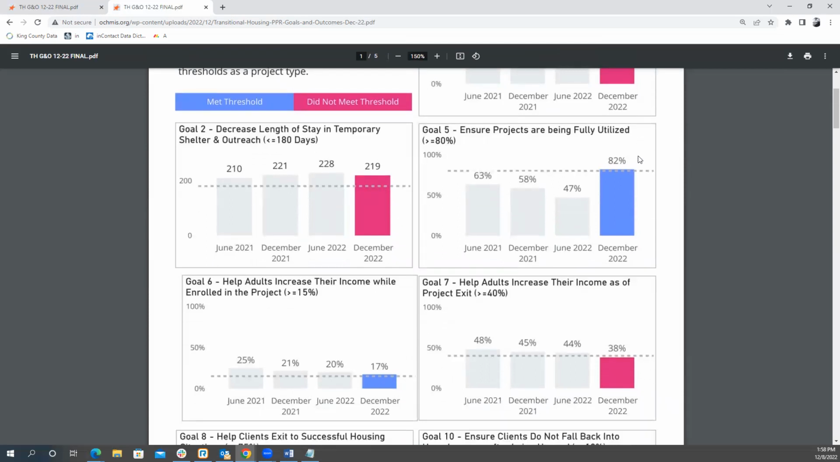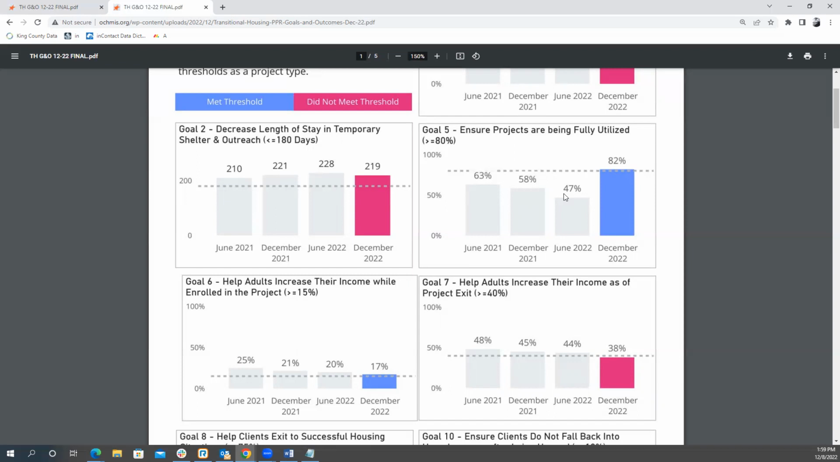Our next measure is looking at the amount of time clients are staying in transitional housing projects. Our goal is 180 days or less, and we're a little bit above that, but we are staying consistent over time. So at least we're not having huge increases.